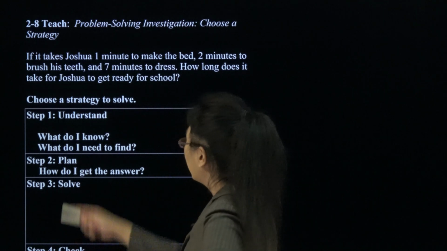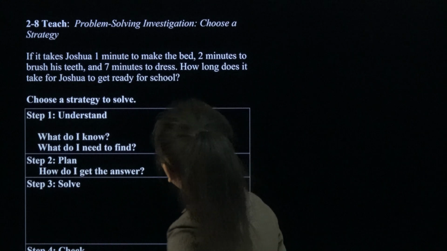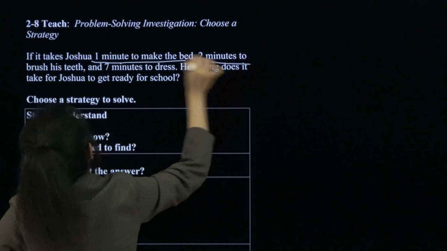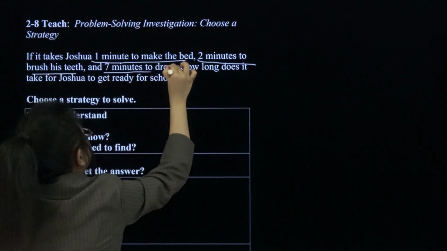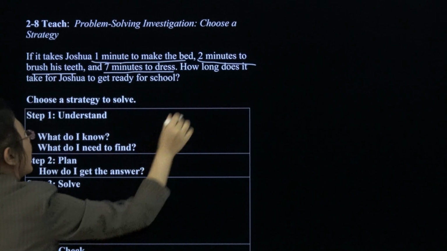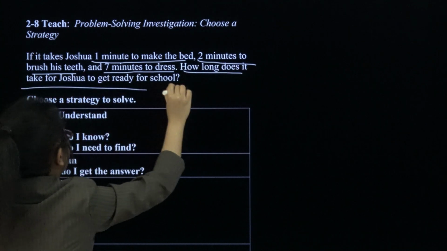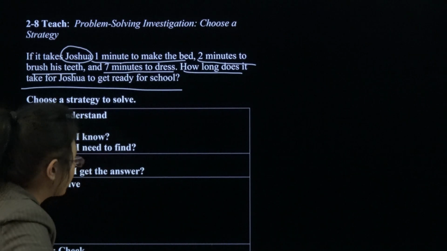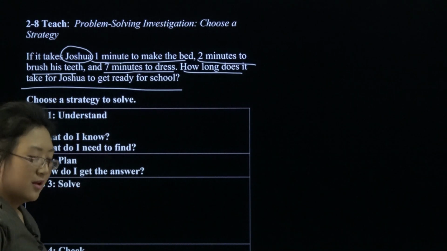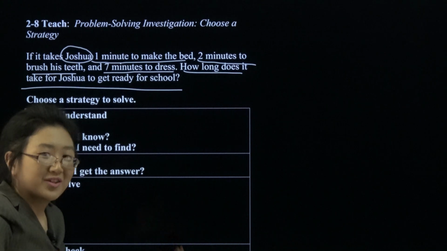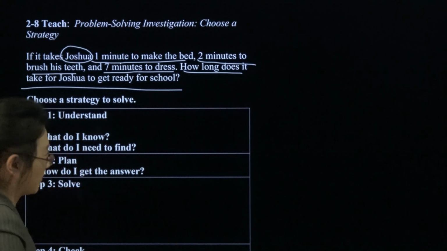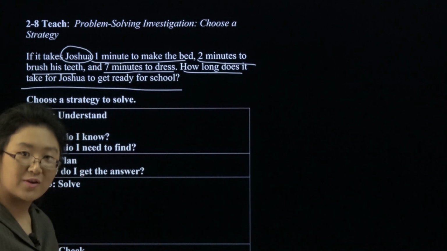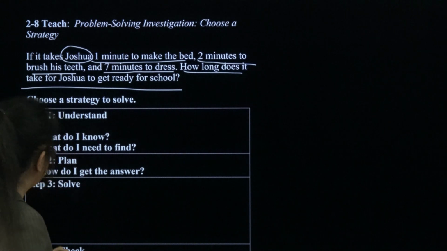Alright? Anyhow, first step, understand. What do I know? Well, there's 1 minute to make the bed, 2 minutes to brush teeth, and 7 minutes to dress. What do I need to find? How long does it take for Joshua to get ready for school? And we make sure that this person is Joshua. Yep, it is Joshua, because who knows, it might be Mark, in which case you don't know what's going on. Then you can't solve this problem. And then you ask the teacher whether or not this was a mistake that was made when they were typing.